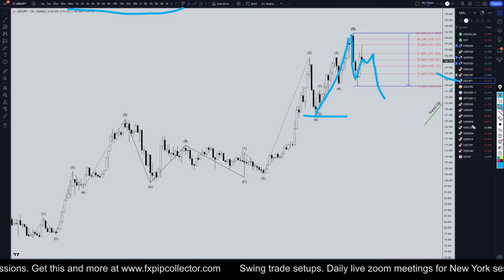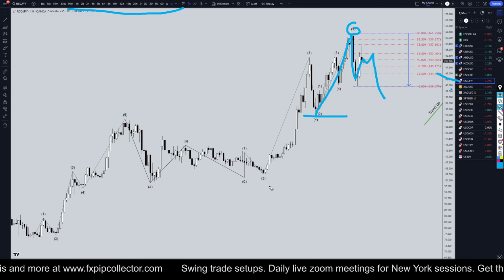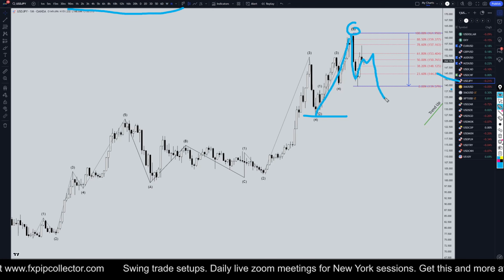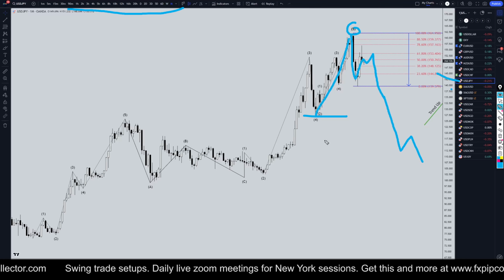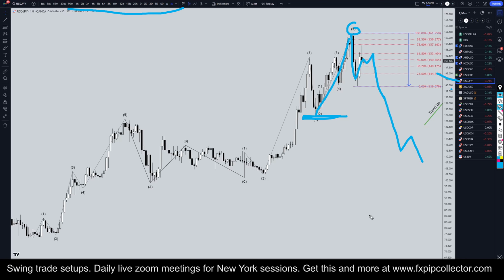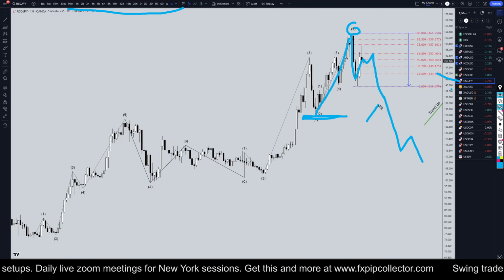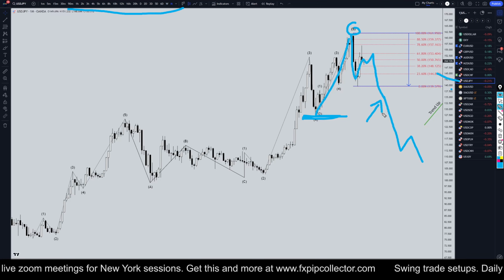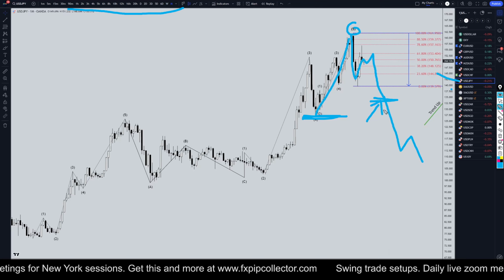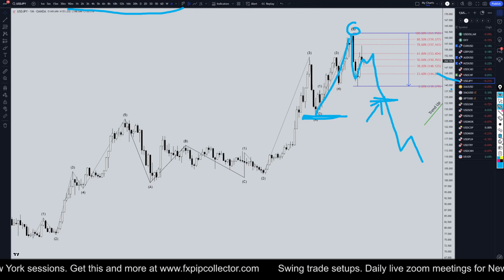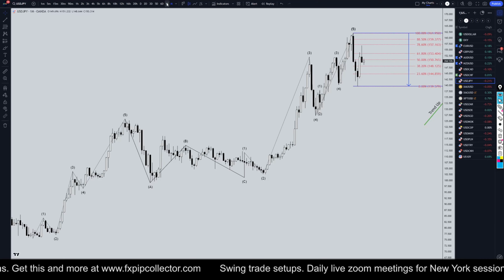Option number two is that this is actually the end of a wave 5, which it looks like it could be. And this is going to stretch out into a 1, 2, 3, 4, 5, go down, take out the low of wave 4. And notice it's exactly the same trading strategy, exactly the same pattern until you get to about this point right here, which is why I don't care whether it's an ABC or a 1, 2, 3.